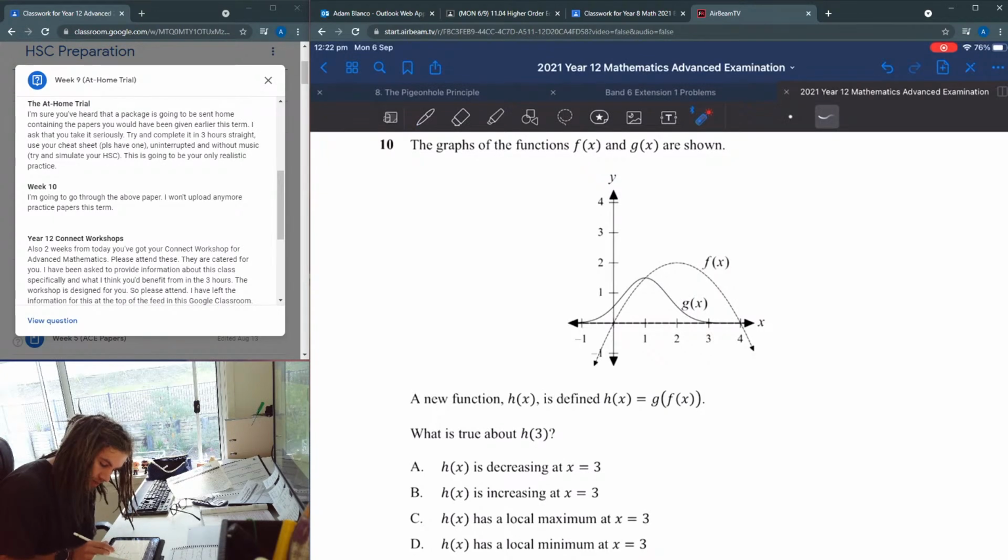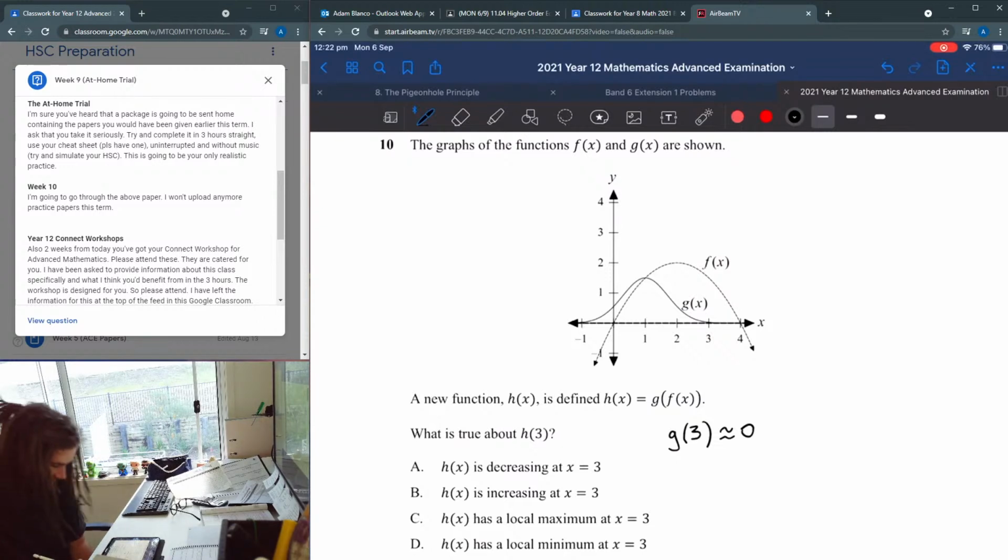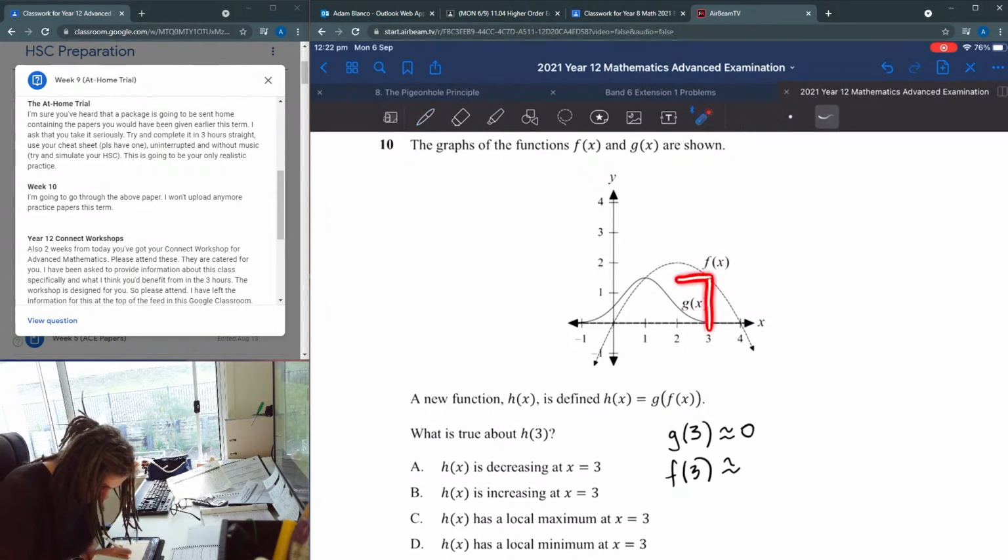So what's true about h of 3? If I just start by examining when x equals 3, you'll notice that g of 3 is pretty close to 0. That would be, I guess, my first observation. And f of 3 is pretty close to, going at 3, I don't know, 1.5, call it, ish.